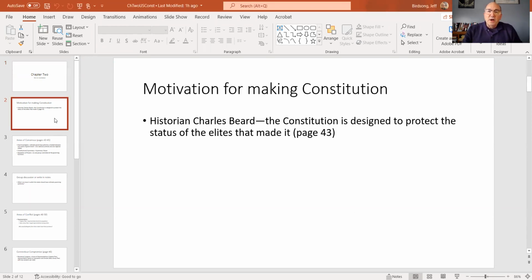And so you'll see early on in this part of the chapter an interesting reference to the historian Charles Beard. And this is on page 43 in your text. This is something for all of us to consider. That according to the historian Charles Beard, the Constitution is designed to protect the status of the elites that made it.